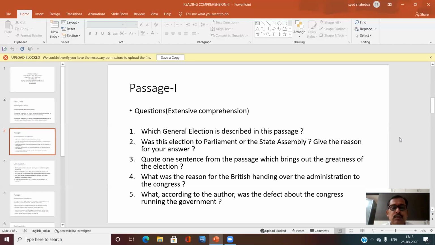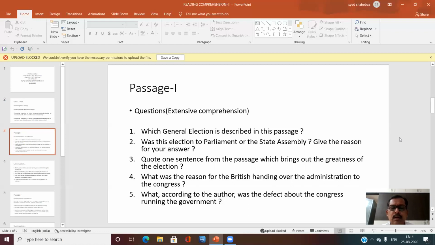Fourth question, what was the reason for the British handing over the administration to the Congress? The answer is it was the largest political party in the country at the time.